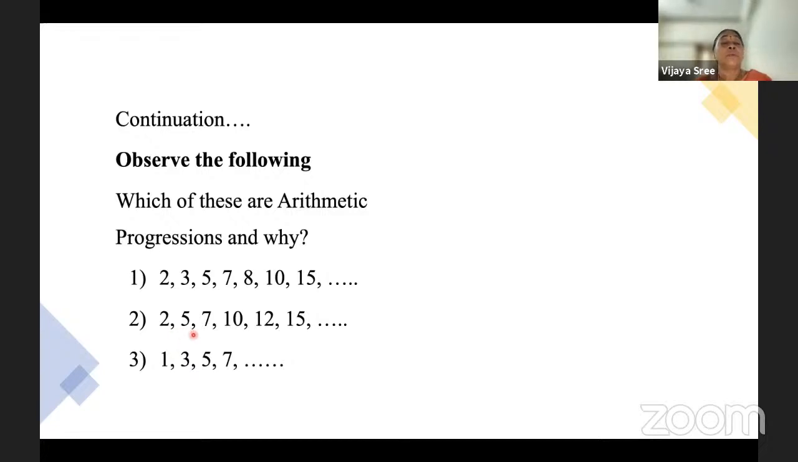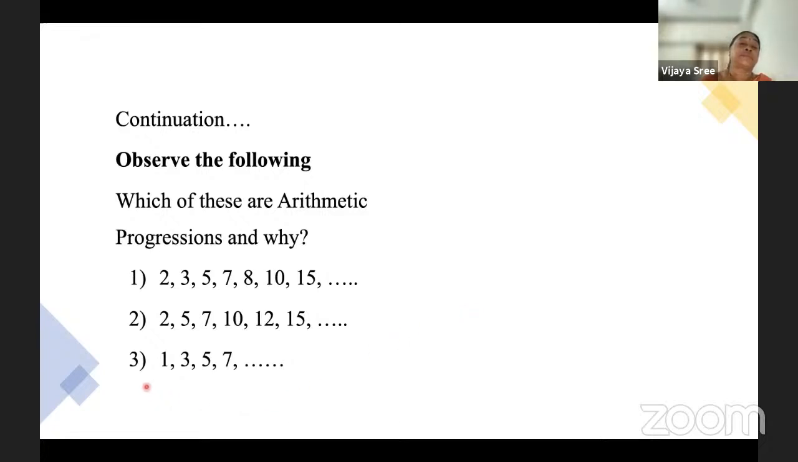Here, 2. Here, 3. Next, 2. Next, 3. So the common difference is not the same in this list. That's why this list of numbers is not in arithmetic progression.